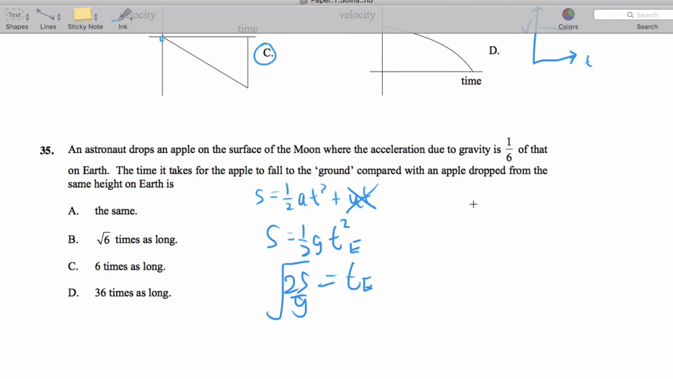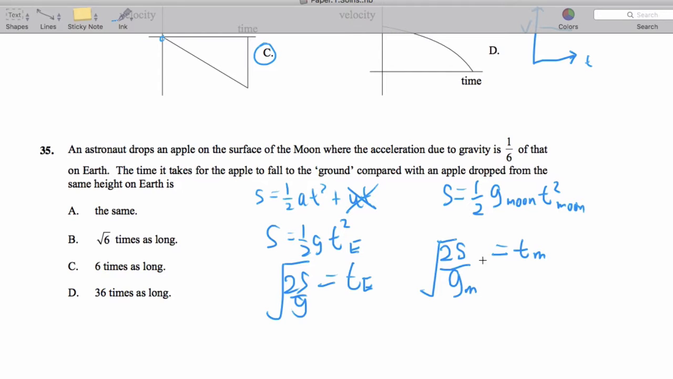Let's compare that to the time on the moon. Same height. Initial speed is also 0. So I've got g of the moon times t on the moon squared. So I'm going to get 2s over g on the moon is t on the moon.